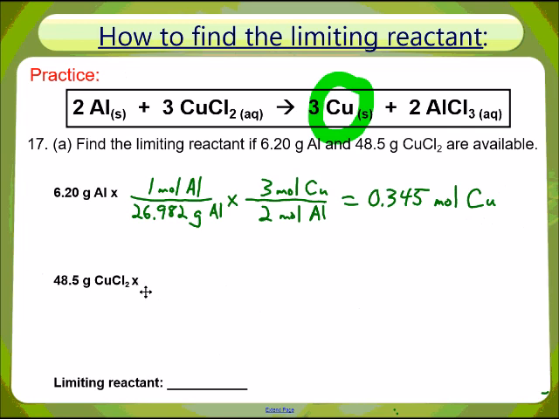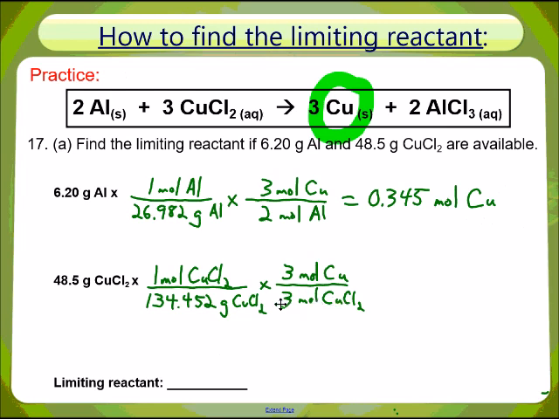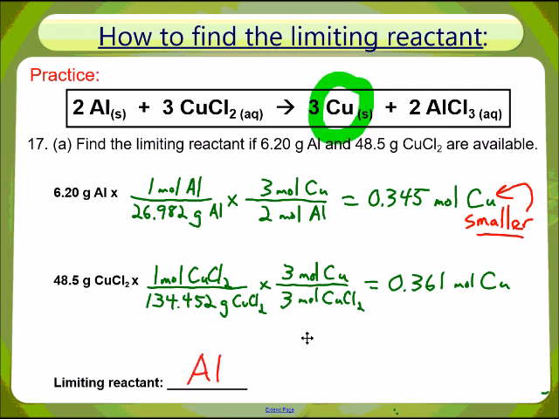Now let's check our copper chloride. I'm going to use the mole to mass conversion factor to get 2 moles of copper chloride. And then I'm going to convert my mole to mole ratio to moles of copper. For this one, I can produce 0.361 moles of copper. Now, 0.345 is smaller, so it makes less. That means that this is my limiting reactant over here. So 6.20 grams of aluminum is my limiting reactant.